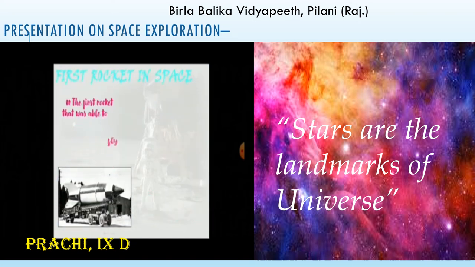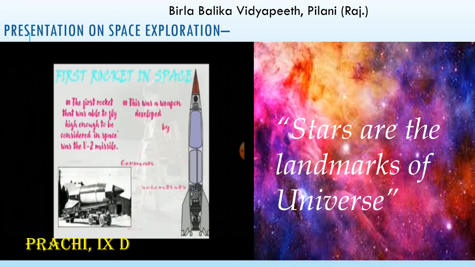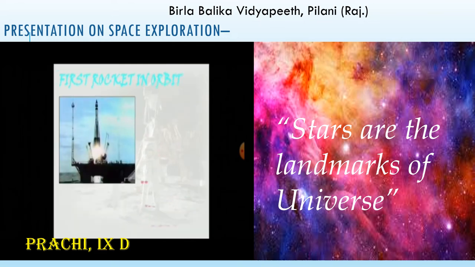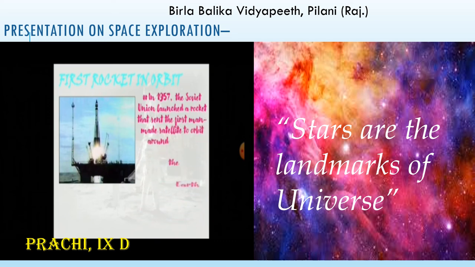First rocket in space. The first rocket that was able to fly high enough to be considered in space was the V2 missile. This was a weapon developed by German scientists in the Second World War. The technology was used for rockets in early space exploration.